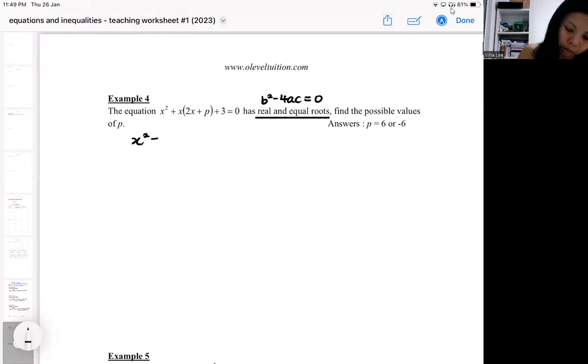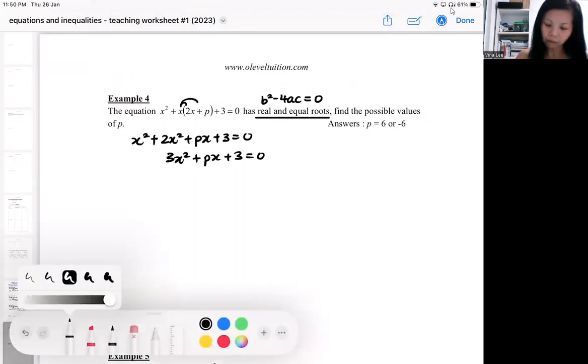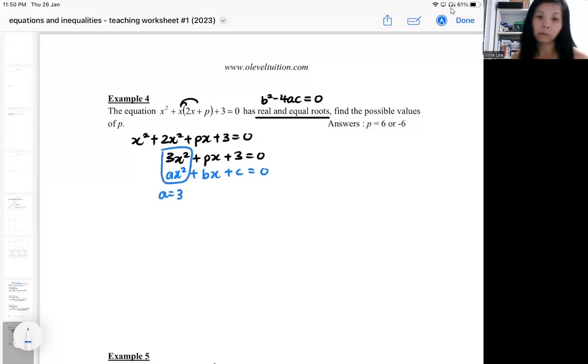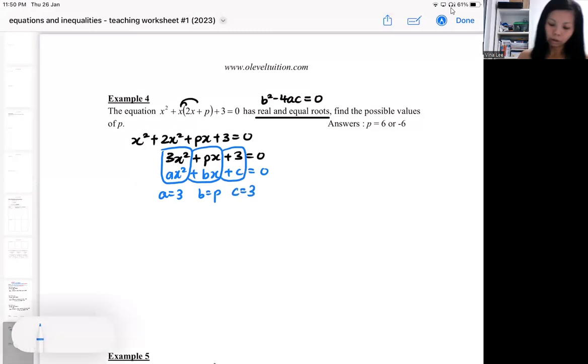So what I will usually do is my expansion first. Okay, getting the ABC can be quite tricky sometimes. That's why some of you will get the wrong ABC. Strictly, A must be the coefficient of x squared, B must be the coefficient of x, and C has to be the constant. So in this question, you can do an explanation.